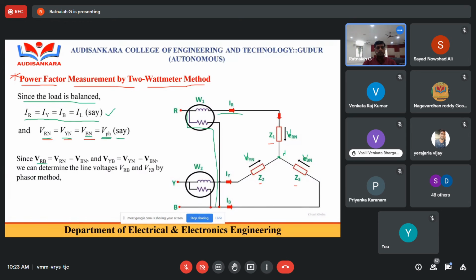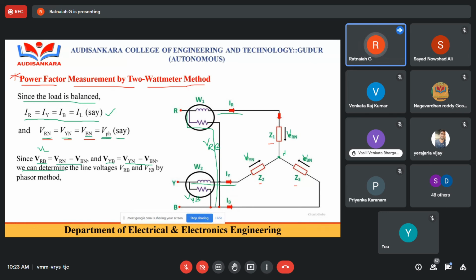What is the line voltage? So the first wattmeter reading is IR and VRB, the voltage reading of the first wattmeter. What is the second wattmeter current? It is IY, and the voltage of the second wattmeter is VYB. So what is VRB? VRB is the line voltage, and it is a vector difference of two phase voltages, VRN minus VBN. Similarly, what is VYB? It is also a line voltage, and it is a vector difference of VYN and VBN.